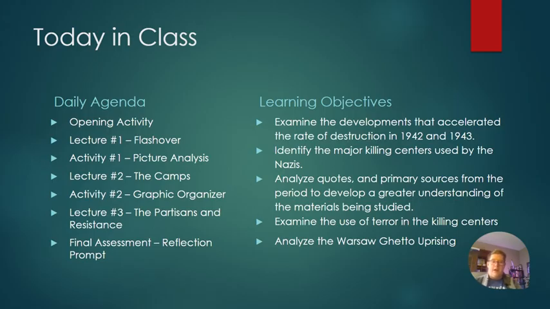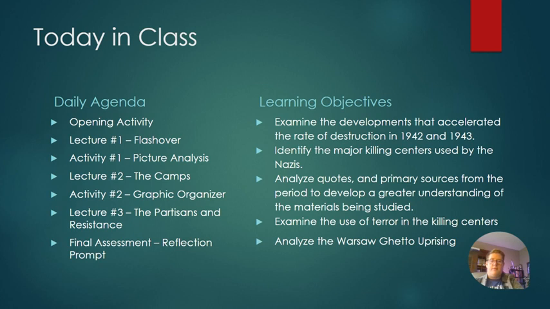Our overall learning objectives for today are to examine the developments that accelerated the rate of destruction in 1942 and 1943, and by extension 1944. We're going to identify the major killing centers used by the Nazis. We'll continue to analyze quotes and primary sources from the period to develop a greater understanding of the materials being studied. We'll examine the use of terror in the killing centers, and we'll analyze the Warsaw Ghetto Uprising.